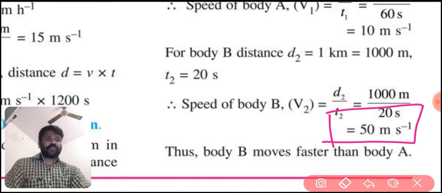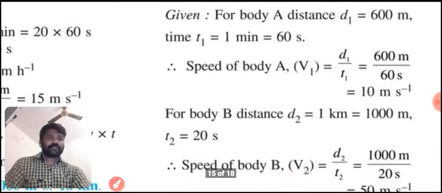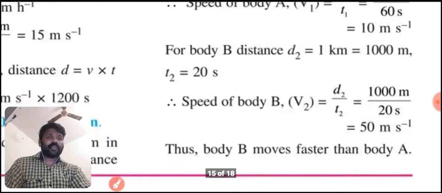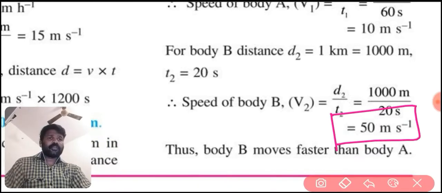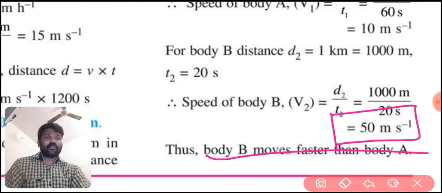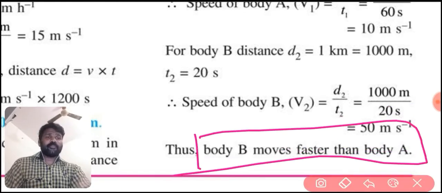Thus, the first body, what is the speed? That is equal to 10 meter per second. The second body is 50 meter per second. So we can say that body B moves faster than body A.